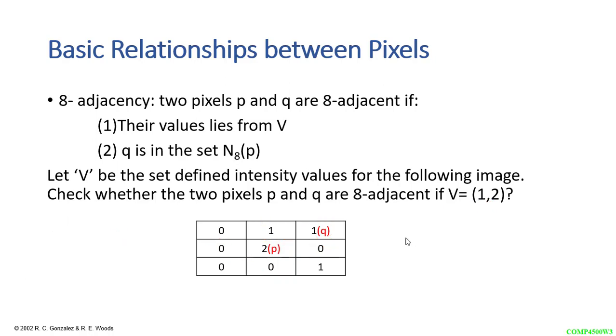Let's check if P and Q are 8 adjacent. For adjacency to be 8 adjacent, it should first be within these values over here. So is Q lying within these values? Yes, over here. Then the second condition: is the value of Q a subset of V? Yes, V is 1, 2. The value of Q is 1, then it's right.